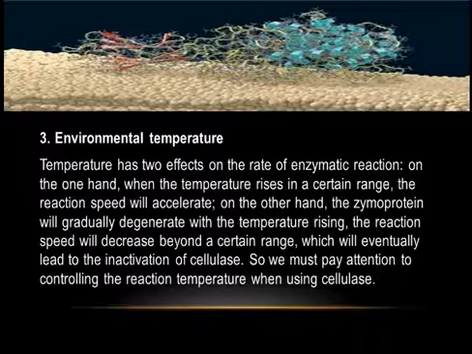3. Environmental temperature. Temperature has 2 effects on the rate of enzymatic reaction. On the one hand, when the temperature rises in a certain range, the reaction speed will accelerate. On the other hand, the enzyme protein will gradually denature with the temperature rising, and the reaction speed will decrease beyond a certain range, which will eventually lead to the inactivation of cellulase. So we must pay attention to controlling the reaction temperature when using cellulase.